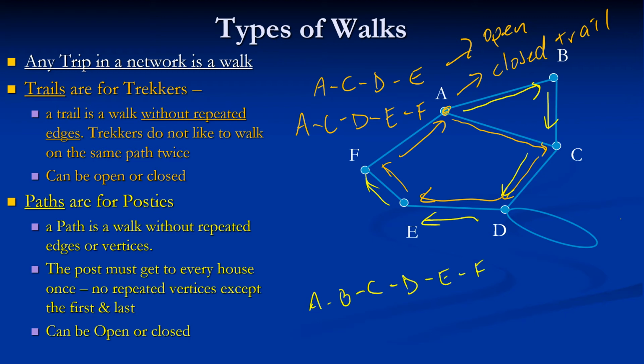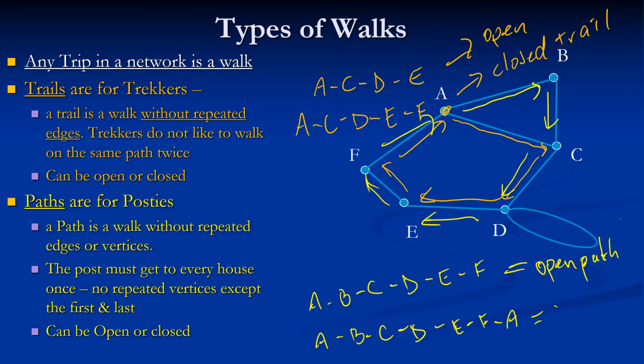Now that's an open path. We haven't closed it up. And if I were to close this up, I would just go A to B to C to D to E to F and back to A. So that's a closed path.